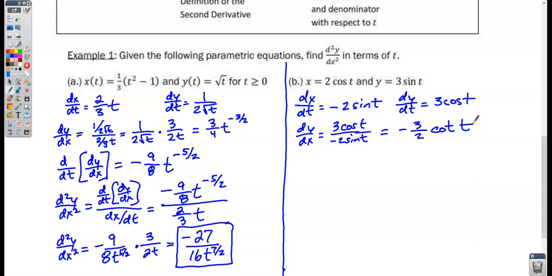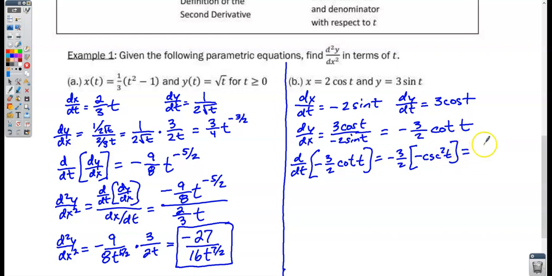And then we'll go from here. We're going to take the derivative with respect to t of negative 3/2 cotangent of t. That's going to be negative 3/2 times the derivative of cotangent, which is negative cosecant squared of t. And so this is equal to positive 3/2 cosecant squared of t.